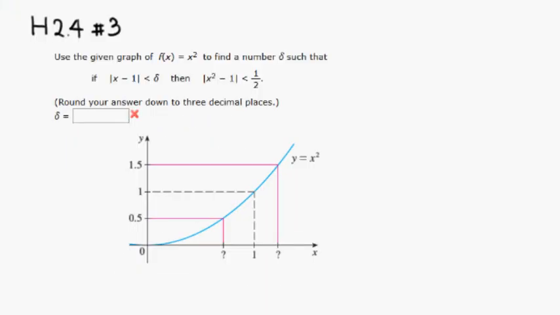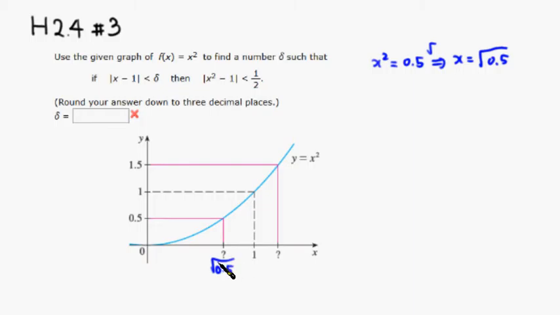So this is y equals x squared. For what x value is y equal to 0.5? We know that x squared should be 0.5, so we can just take the square root of both sides. We're looking at the positive root, so x is the square root of 0.5.